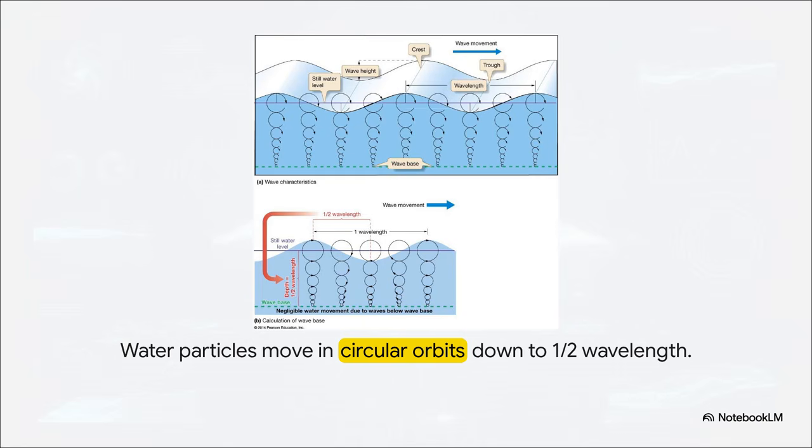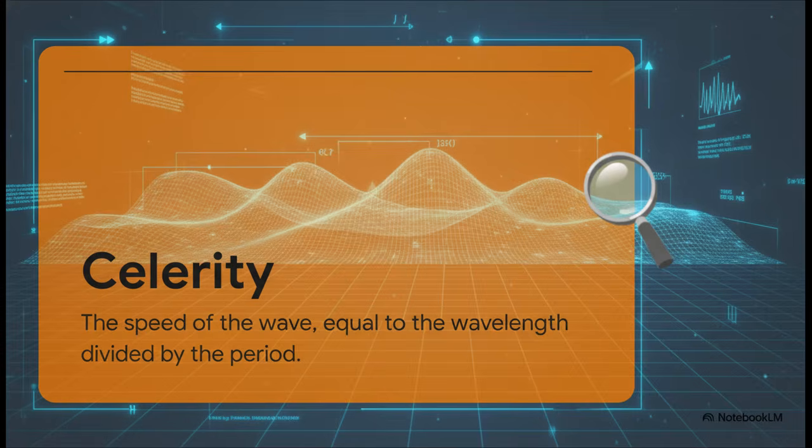But notice what happens below the surface here. Those circular orbits decrease in diameter until they vanish entirely, at a depth equal to exactly half of the wavelength. Below that line, the water is perfectly undisturbed still. Kind of wild, right? Now, what's really interesting about this is how we track it.